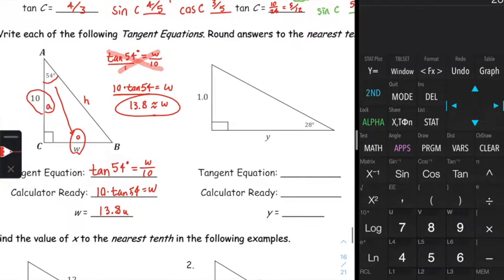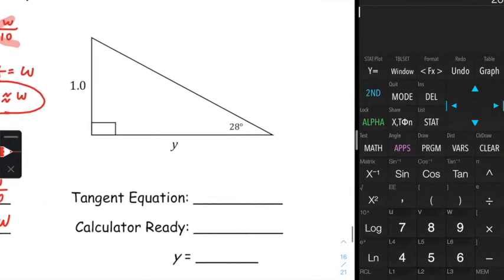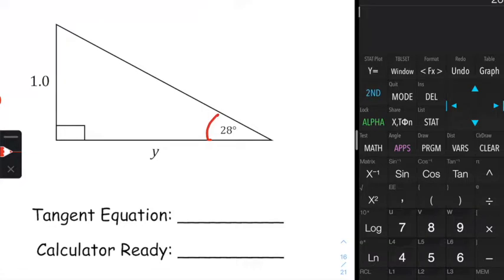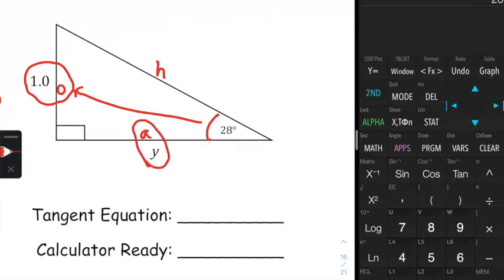Okay, let's do another one. This one's also going to deal with the tangent ratio, but the work towards the end is going to be slightly different. So let's label the opposite, adjacent, and the hypotenuse sides. We're going to use the opposite side since they gave it to us, and then we're also going to use the y side, or the adjacent side, because that's what we're trying to find. And that, once again, O and A is dealing with tangent. So the tangent ratio would be tangent of 28 degrees equals 1 over y.